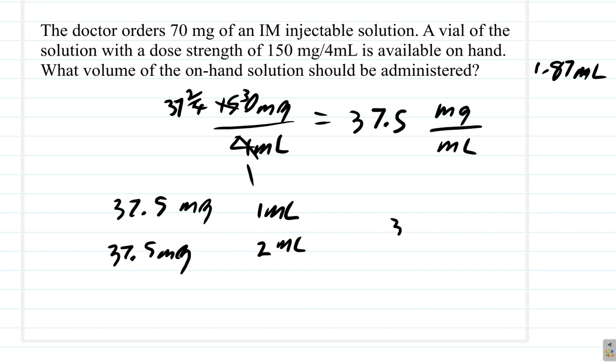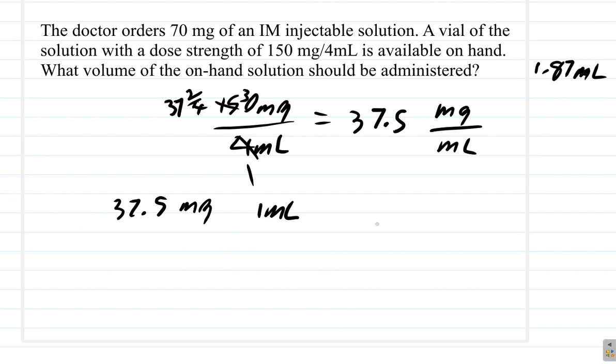Because if you multiply 37.5 by 2, you get 75, which is too much. So it's going to be 1 and a lot more. Not 1 and a little bit, 1 and a lot more. It's close to 2, but it doesn't reach 2 quite as yet. So, how much is it?